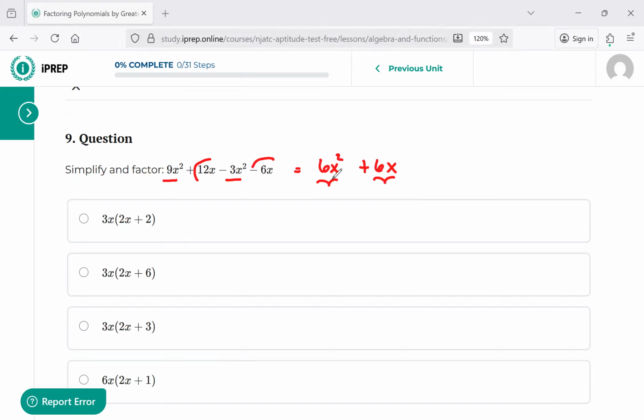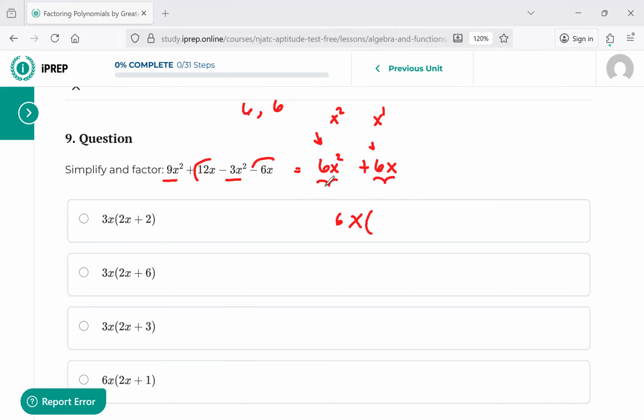So between 6x squared and 6x, what can we take out? So let's start with our x's. We have an x squared here and then 1x there. So what is the largest amount of x's you can take out evenly? 1x. Now, what about the constant? We have a 6 here and a 6 there. So what is the largest number that they're both divisible by? The largest number that they're both divisible by is 6. Okay, so that is my GCF.